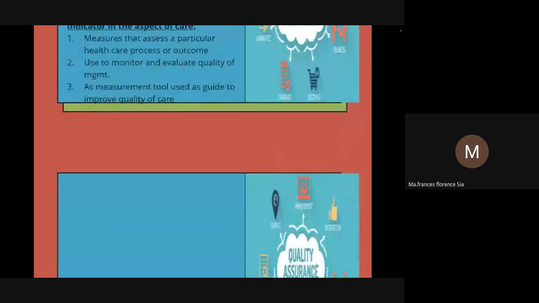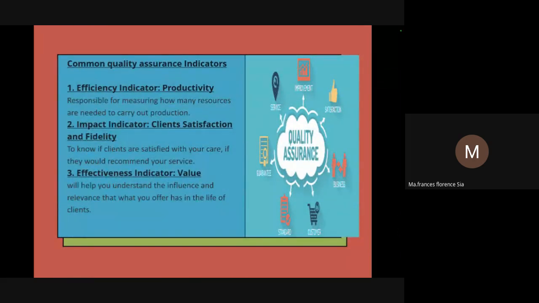Next, sir. So, common quality assurance indicators. The efficiency indicator, or productivity, is the first one. It is responsible for measuring how many resources are needed to carry out the production. Here it is possible to identify waste that should be avoided and allow greater productivity.